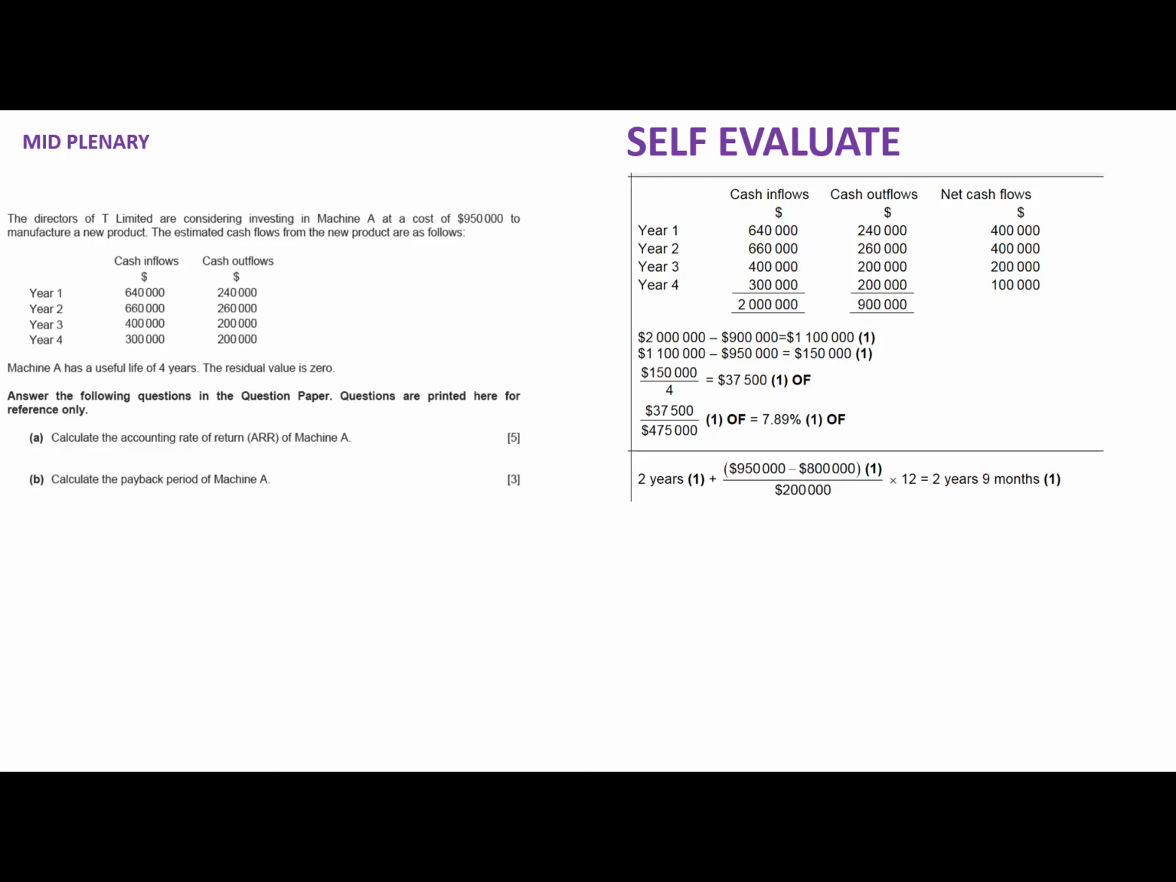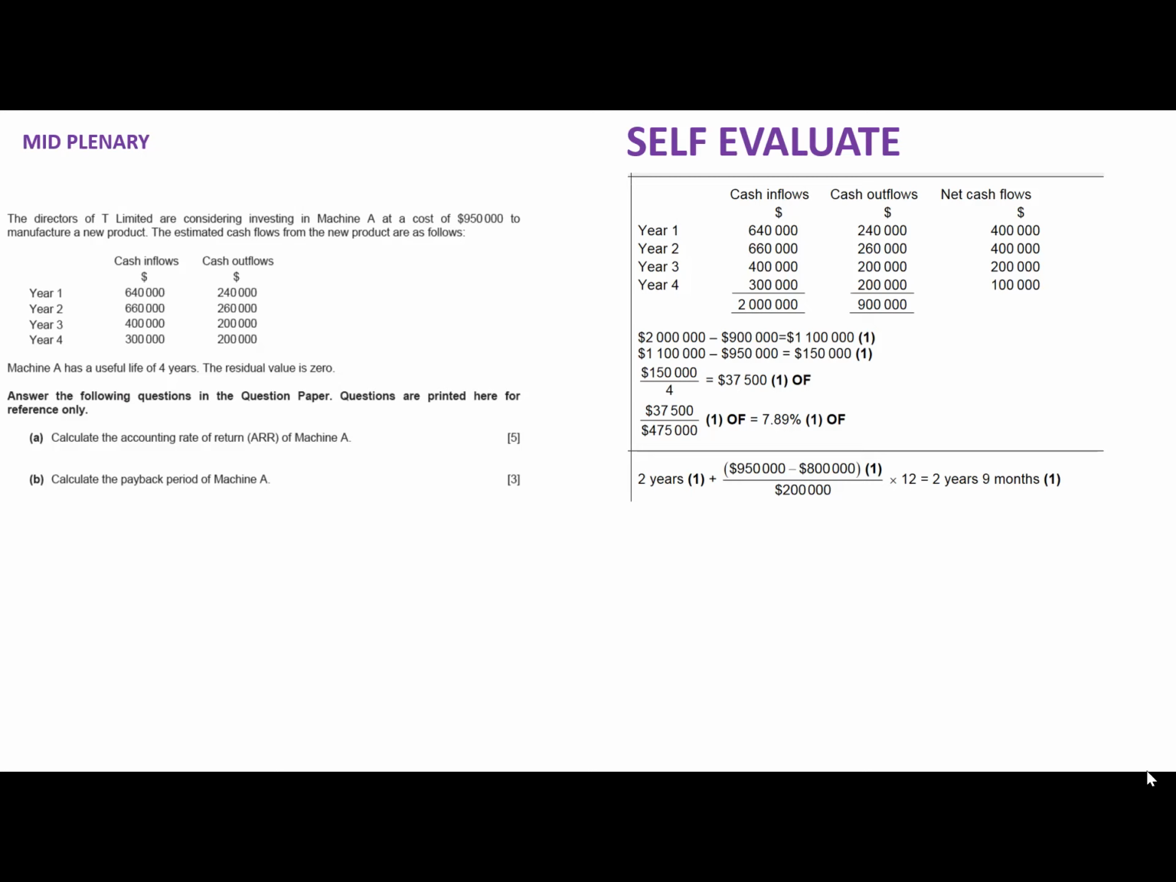When you're calculating accounting rate of return, you will do net cash flow minus depreciation. What is the depreciation per year? Depreciation is 950,000 divided by 4. So it is 237,500. Okay, fine, lovely.